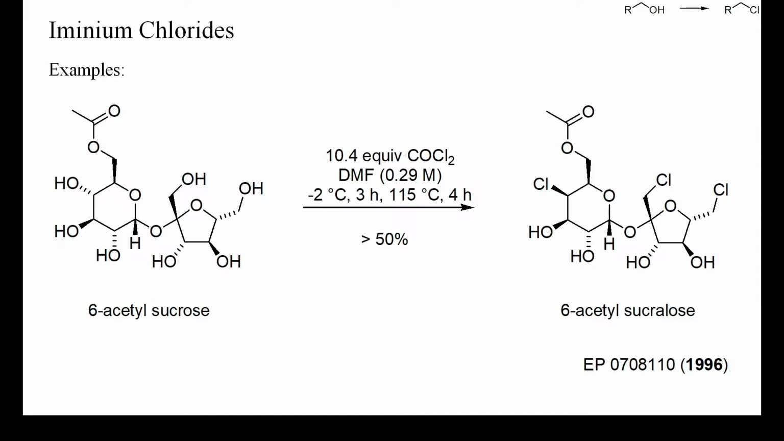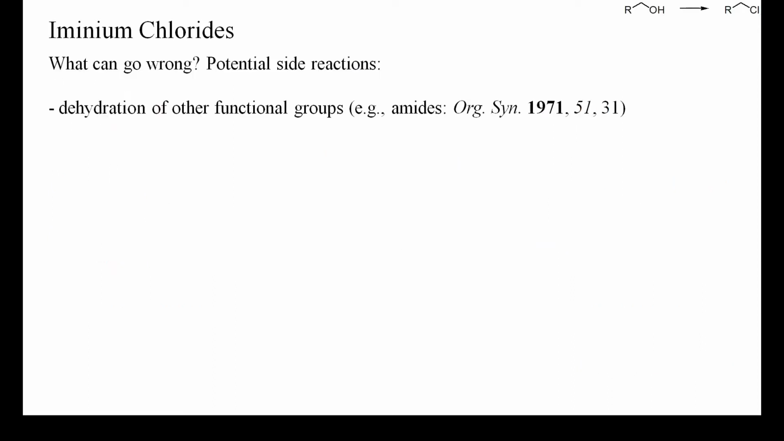Carbohydrate-derived acetyls are more acid-resistant than other acetyls, because the corresponding carbocations are destabilized by the vicinal, electron-deficient C-O sigma bonds. Now, what are the potential side reactions?